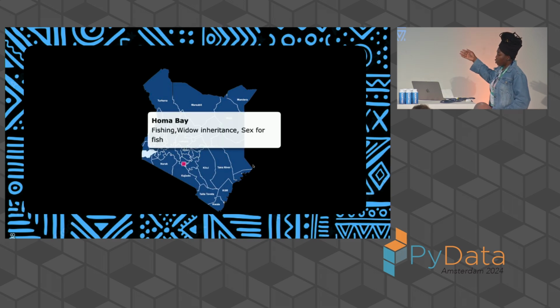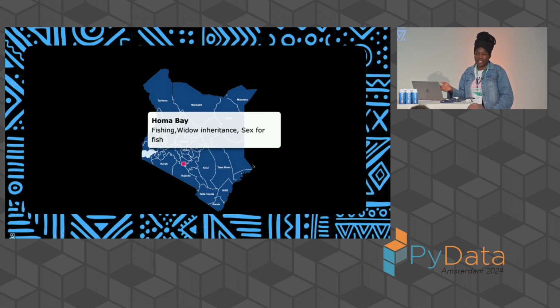Let's look at places like Homa Bay. The main economic activity is fishing. Of course, we have widow inheritance, as I mentioned. But then there's also a unique practice called sex for fish. And let me be clear, it's not sex work. Sex is being used as a currency in this case.